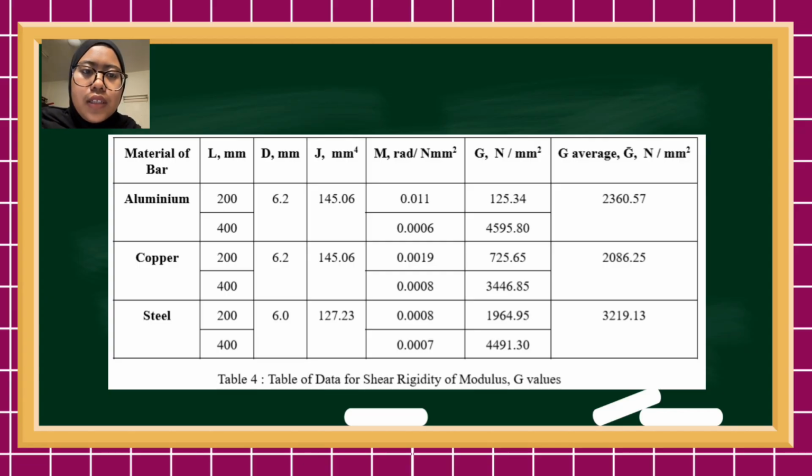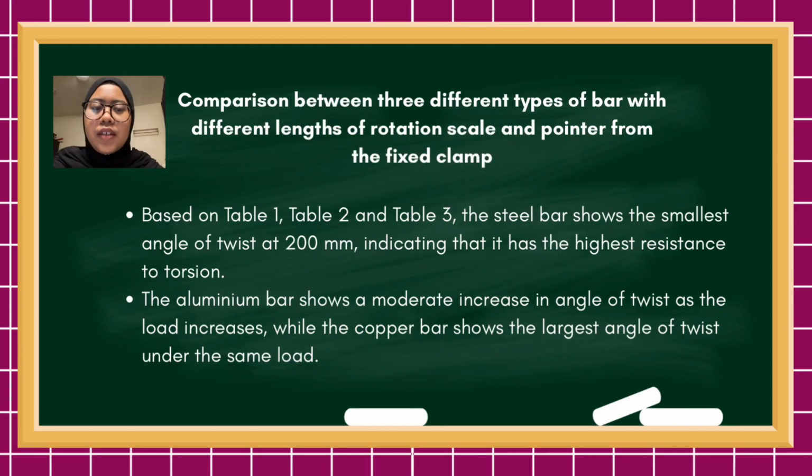with where I summarize all the other calculations, and we can gain G average, G bar, from the calculations. Okay, so the second question is the comparison between three different types of bar with different length of rotation scale and pointer from the fixed clamp.